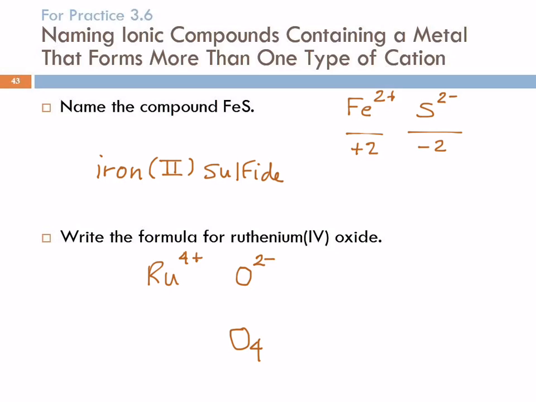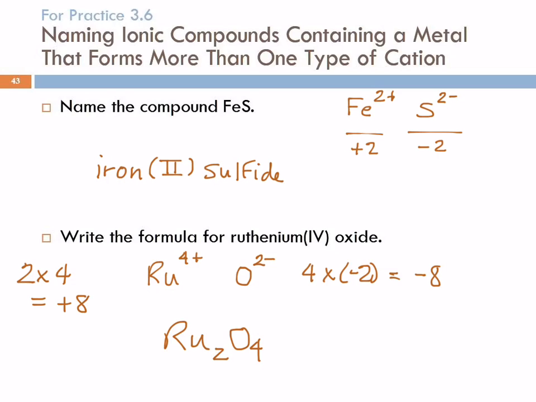So O4, and then, I didn't mean to do that. This 2 being the subscript for the ruthenium. Are those charges going to add up to 0? Yeah, they will, because we have 2 times 4, so that's a total of +8. And then we have 4 times -2, and that gives us -8. +8 -8. We're good, right?